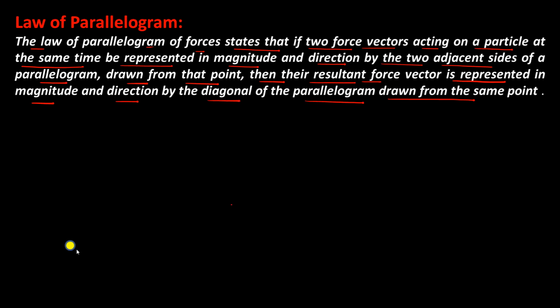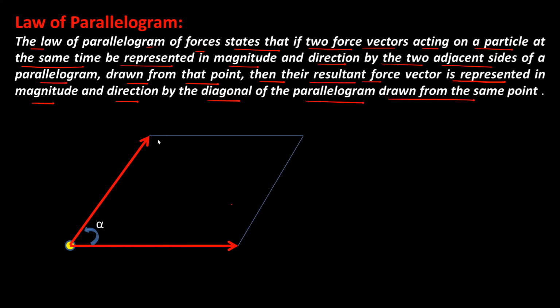So this is the point. We will take this point as O. Two forces, one is force P and the second is force Q, are acting simultaneously on the point O. If you want to find the resultant of these two forces, here alpha is the angle between the two forces.